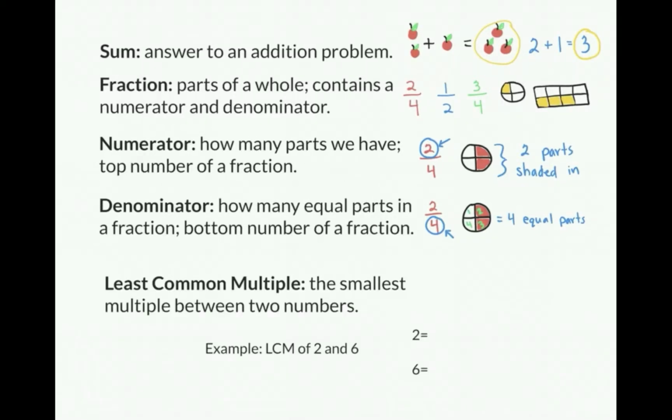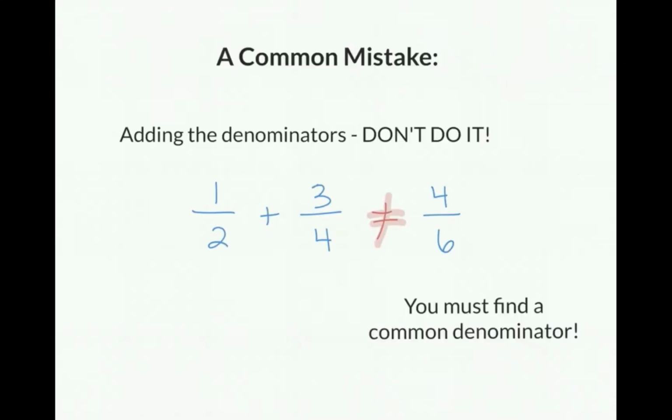Our last vocabulary word is least common multiple. This is the smallest multiple between two numbers. So for example, if I was looking for the LCM of 2 and 6, first I would need to write out the multiples of 2. 2, 4, 6, 8, 10, and of course I can keep going. Now let's do some multiples of 6. 6, 12. Oh, but I can stop because I see that I have a common multiple already. The smallest common multiple is 6. So the LCM of 2 and 6 would be 6.